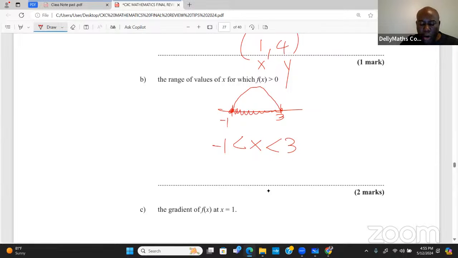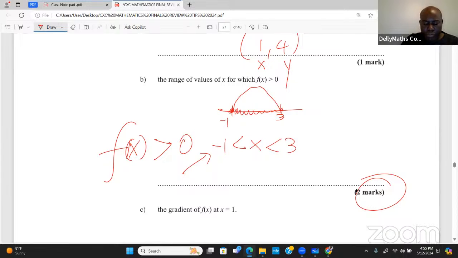But do remember what the question really wants. So we're saying that f of x is greater than 0 right here, right there, between that. And everybody saw that. Got 2 marks for that.